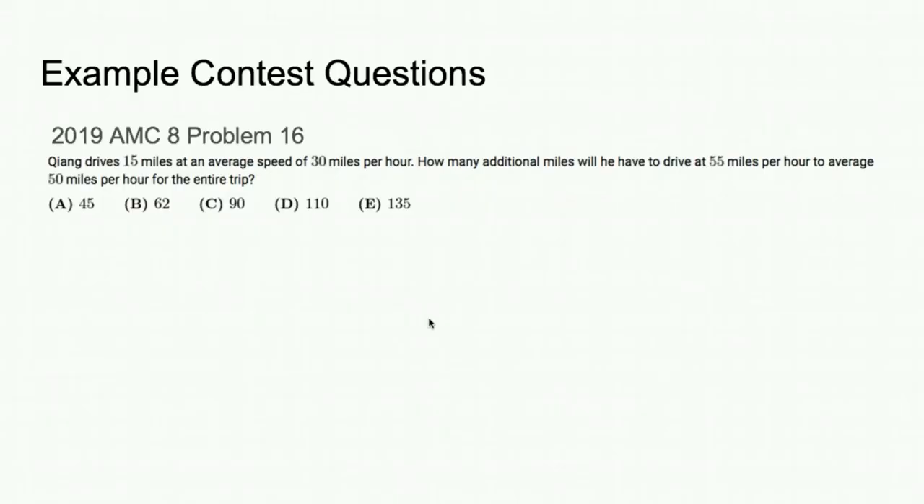2019 AMC 8, problem 16. Tiang drives 15 miles at an average speed of 30 miles per hour. How many additional miles will he have to drive at 55 miles per hour to average 50 miles per hour for the entire trip?